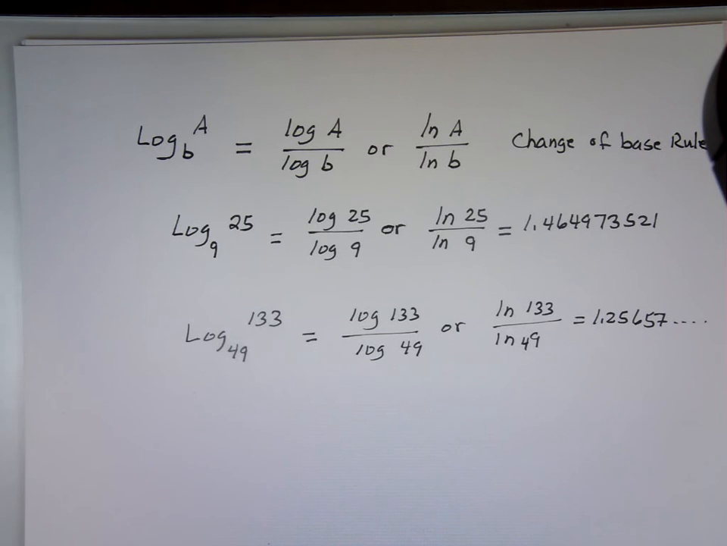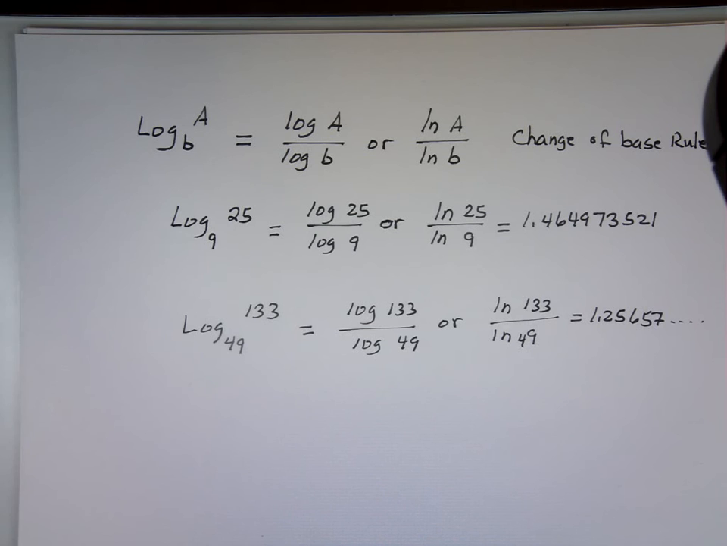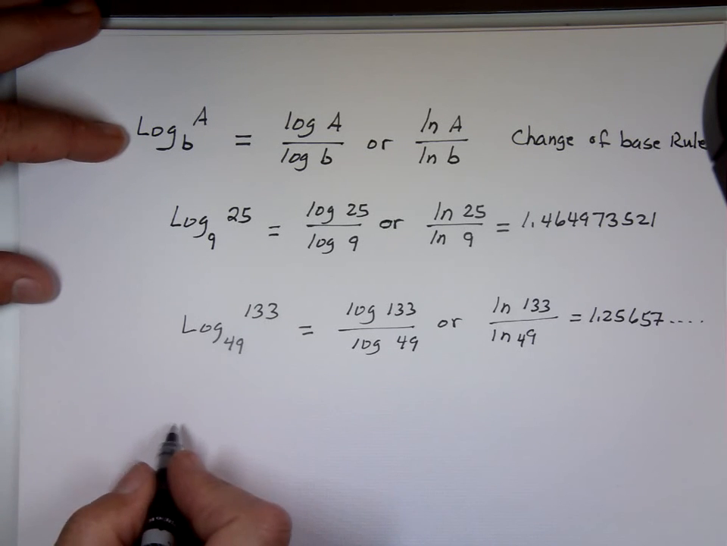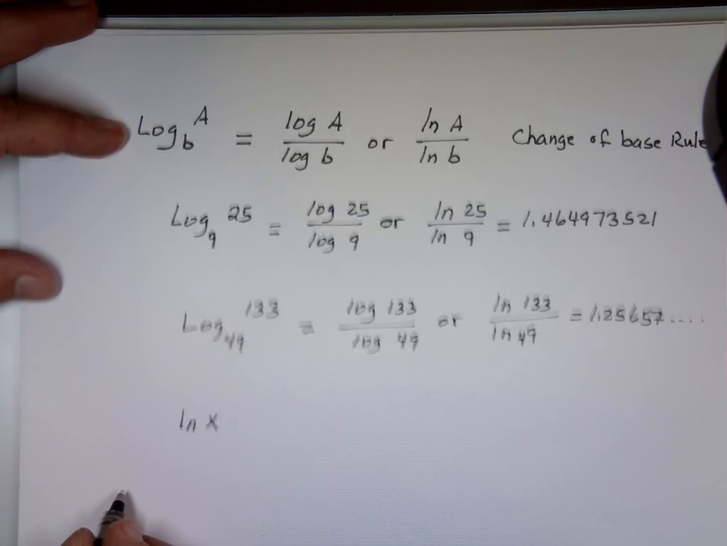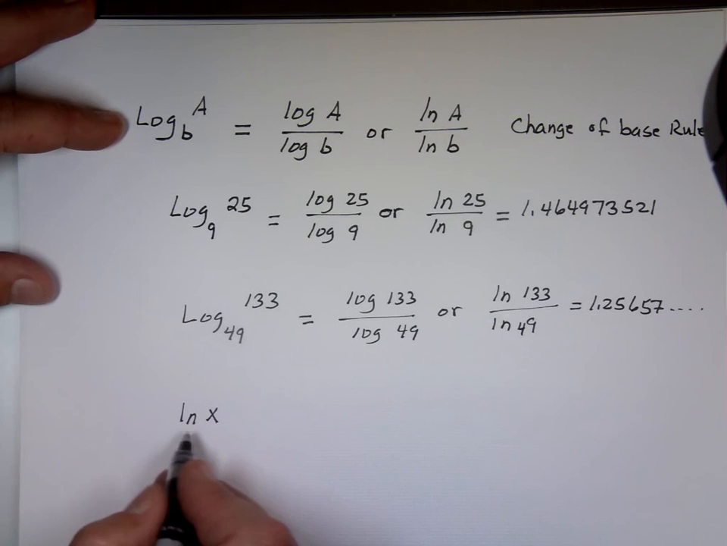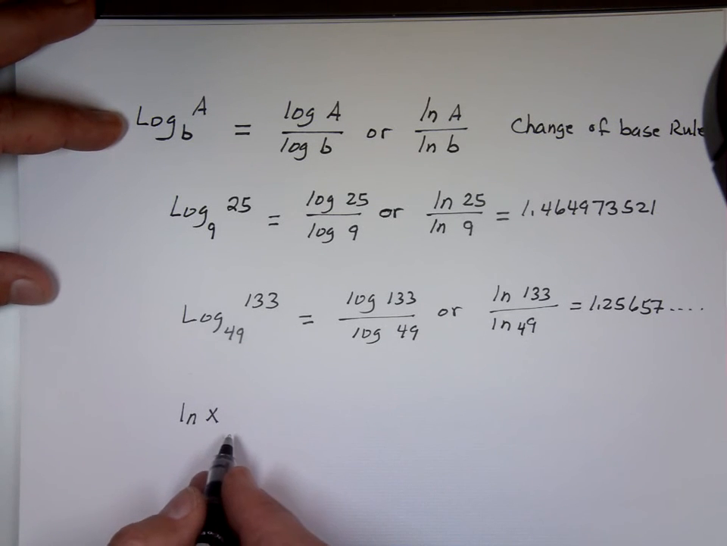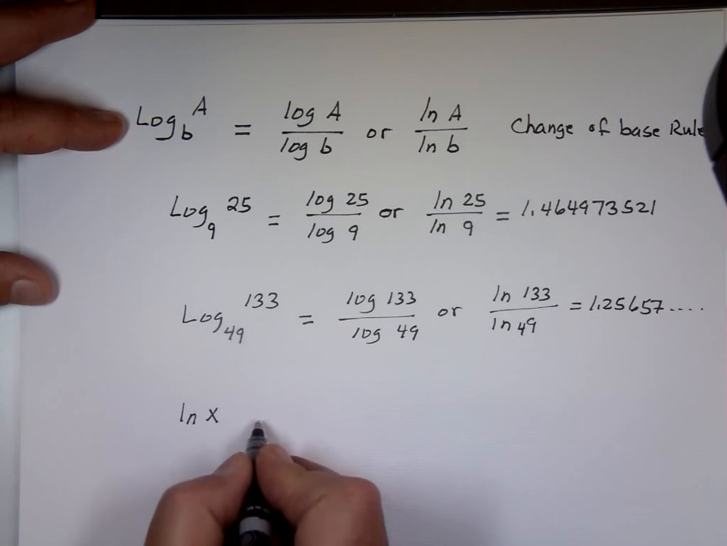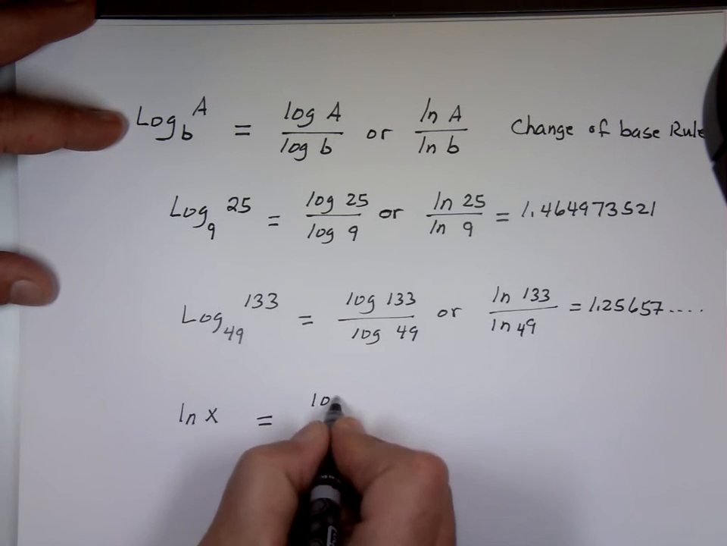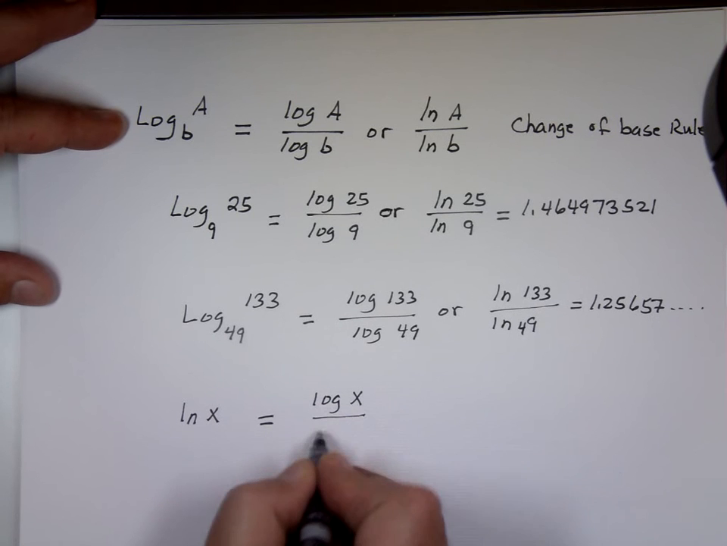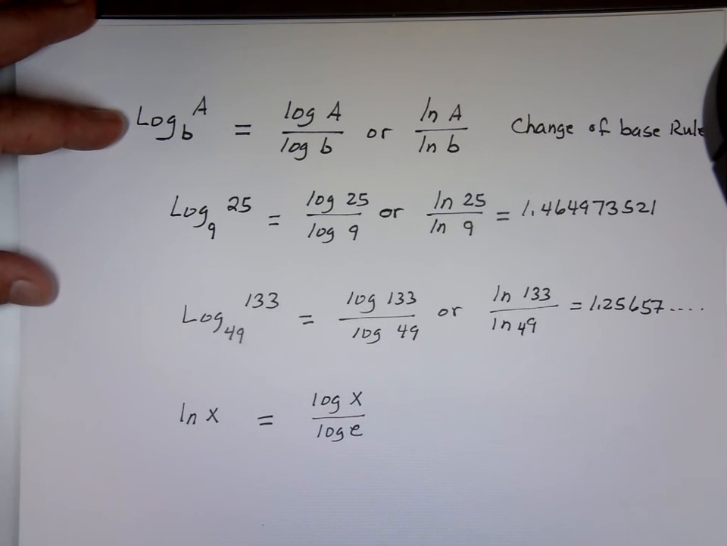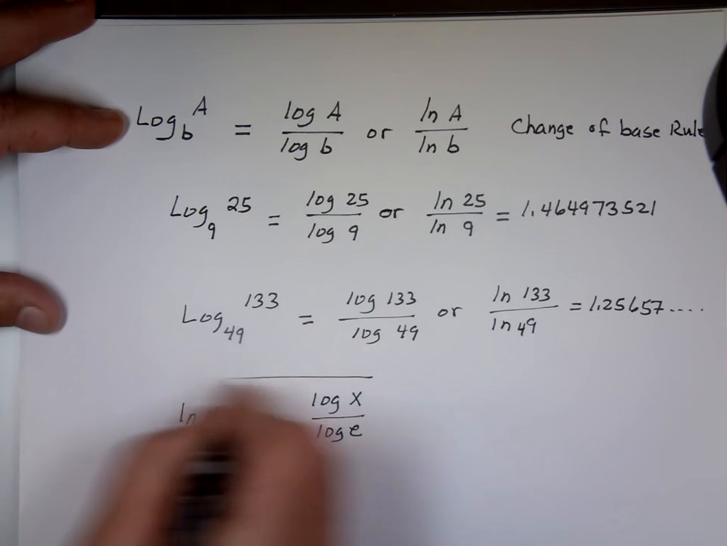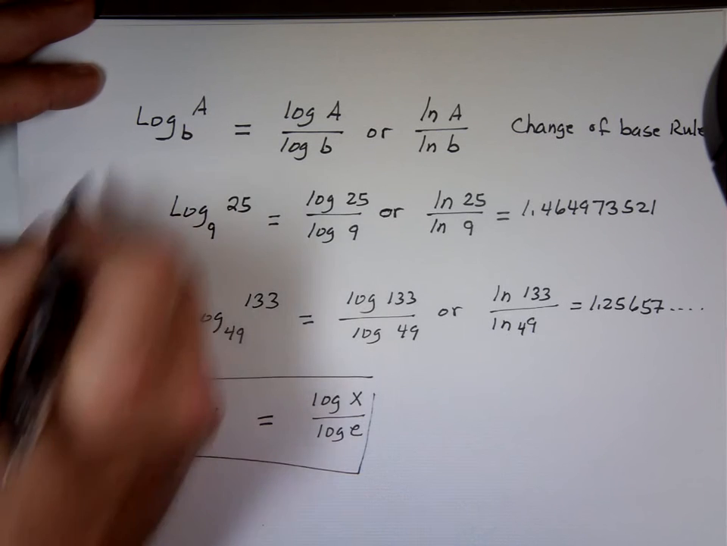Using that rule, if somebody said to you, what's the natural log of x? Remember, the natural log is log base what? E, right? So you can make that the common log of x over the log of e. Now, nobody does that, but if you want to, you could. That comes from that rule.